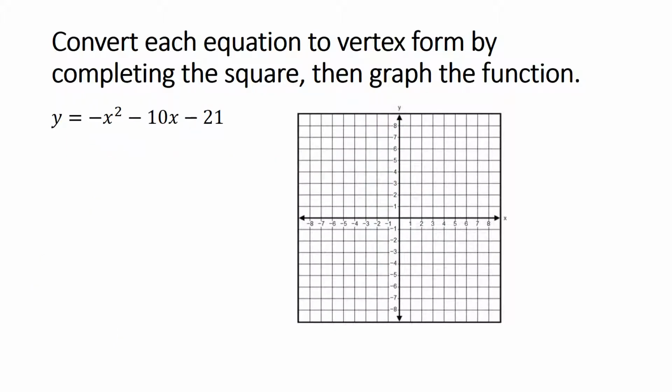We want to graph this function. Right now it's written in standard form. We need to convert it to vertex form. So the very first step, put up your parentheses. You're going to kick the minus 21 to the outside. Everything else stays in place. We have negative x squared minus 10x.